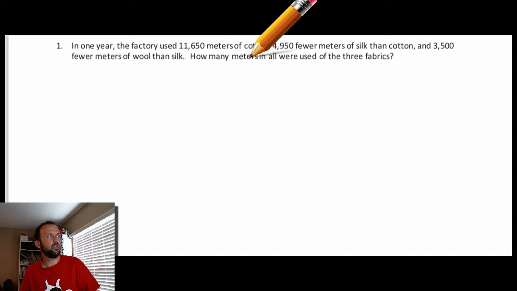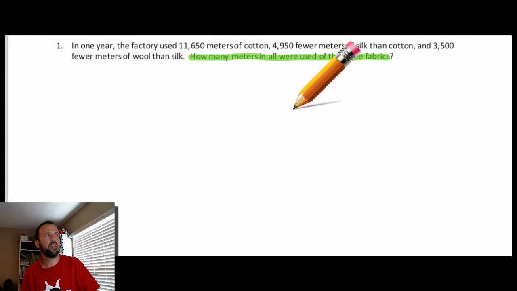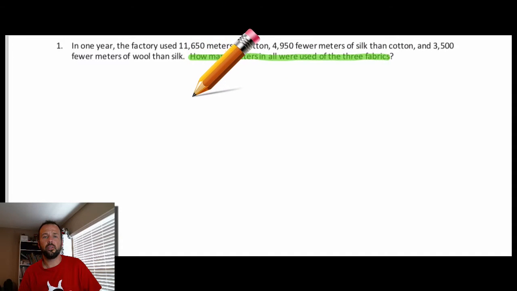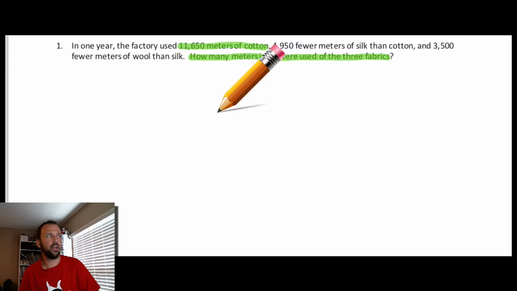Okay, a couple things that I see going on. First of all, the actual question they're asking is how many meters in all were used of the three fabrics. So we know we're going to have to find out how much of each fabric was used and then how much altogether, right? Let's look back in the problem and see if we can figure out how many meters of each type of fabric were used. Here it says we used 11,650 meters of cotton. So that's one amount of fabric that we have.